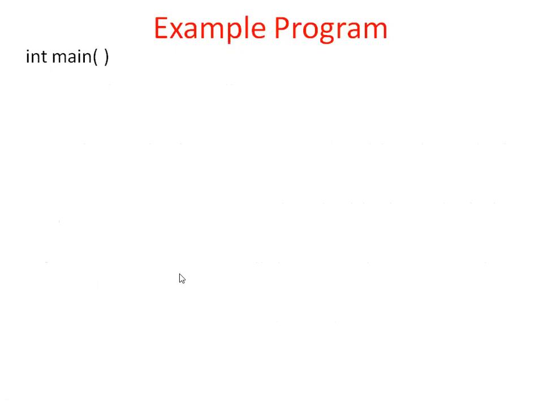So first declare the main function, and inside the main, I'm declaring a variable. The keyword I'm using is auto int. This is the data type, followed by the variable name. K is my variable name, and I am assigning 1 to this variable. This is how the auto storage class is used in the declaration of a variable.